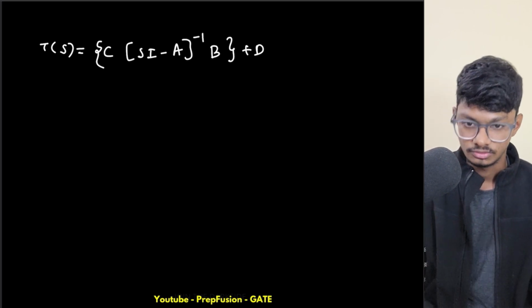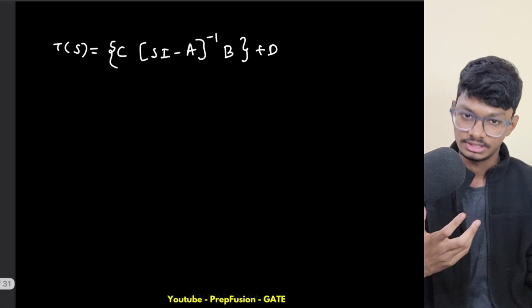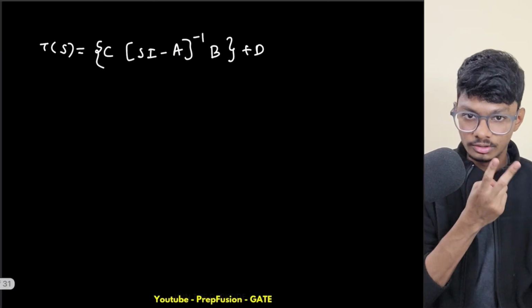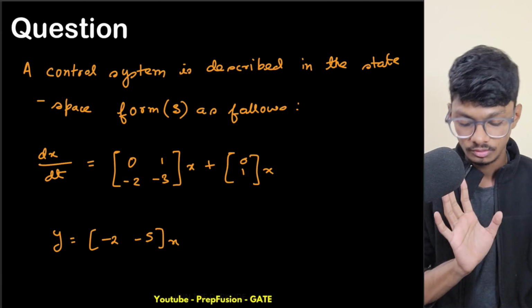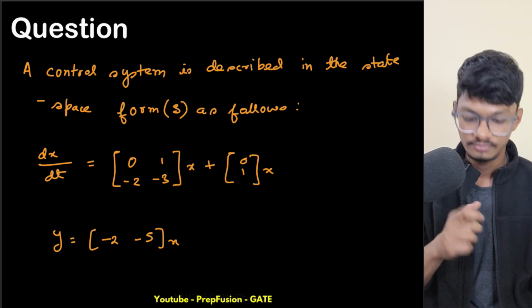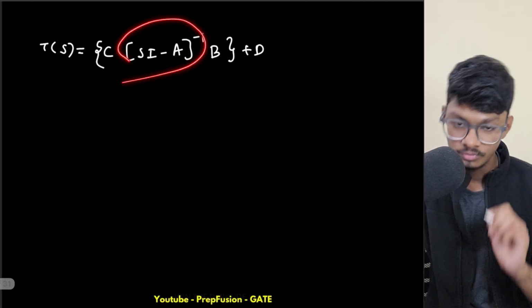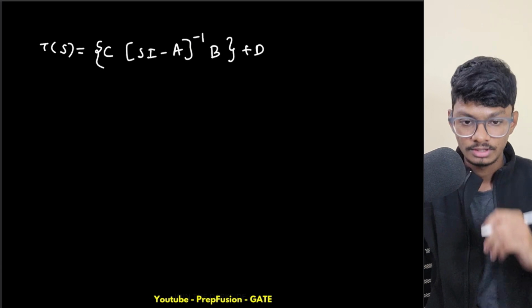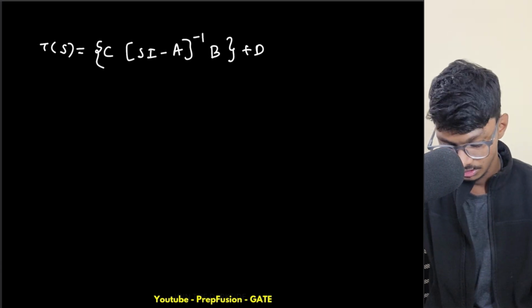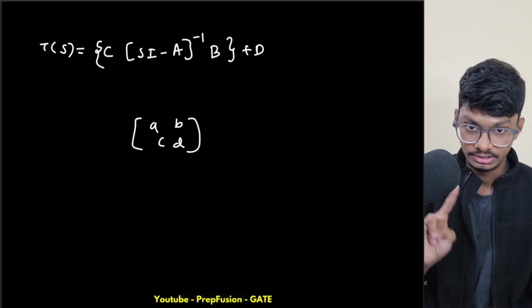So in most cases D is 0, as I was saying. Now you have to find this transfer function. Generally you will get a 2 cross 2 matrix. What I recommend is that you don't need to compute this inverse at the start itself. Instead, assume this 2 cross 2 matrix as A B C D. This will make it cleaner and more efficient, and then you do the other calculations.